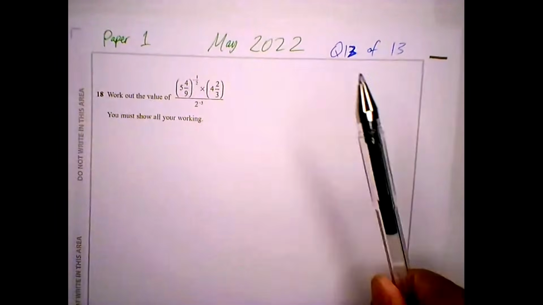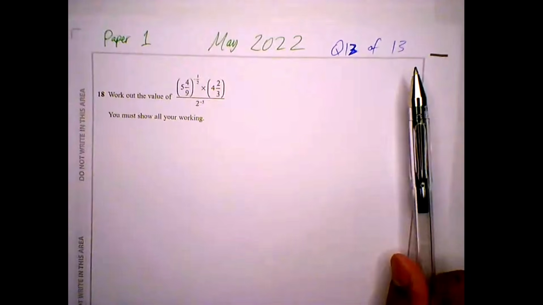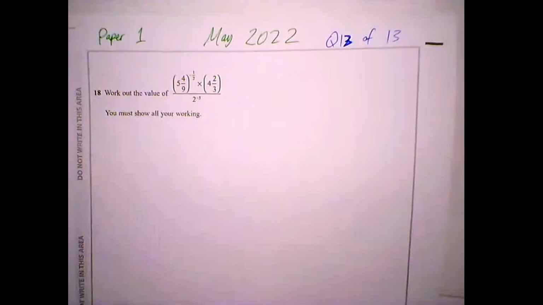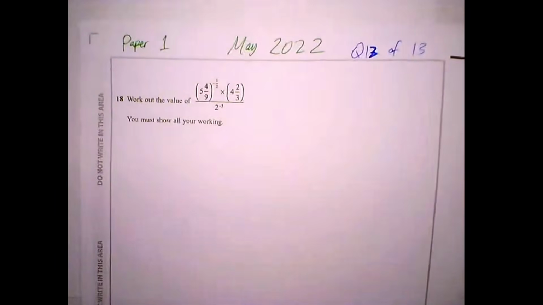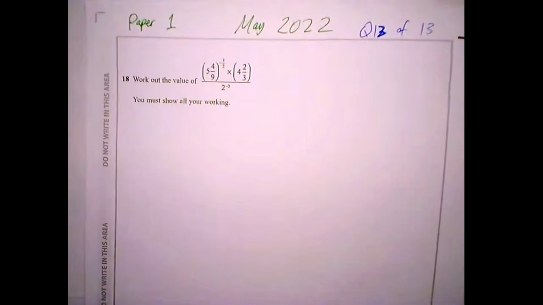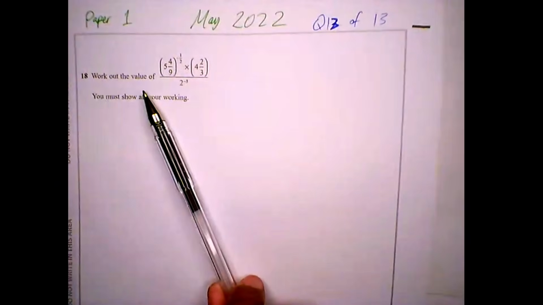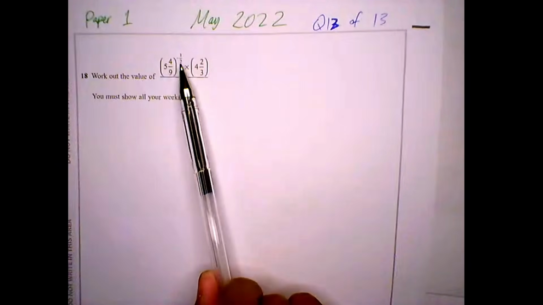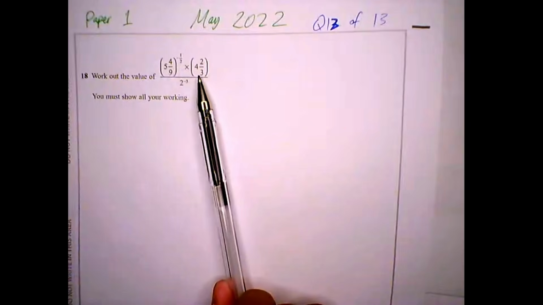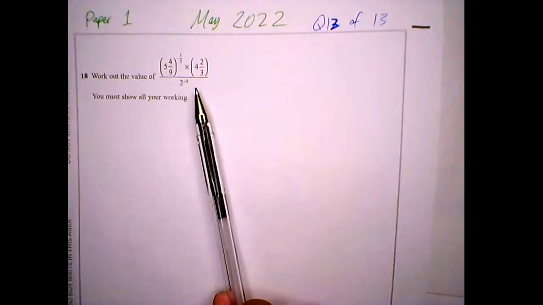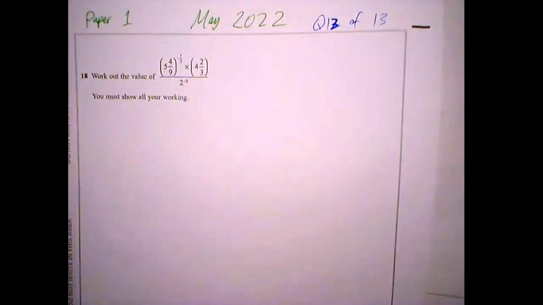Question 13 of 13. So if you're still with me, well done. This is from May 2022, paper 1 again. Press pause and have a go, and when you're ready for the answer, press play. This is worth 4 marks, so many more marks up for grabs. Okay, so work out the value of (5 and 4/9) to the power minus a half times 4 and 2/3, all over 2 to the power minus 3. You must show all your working out.